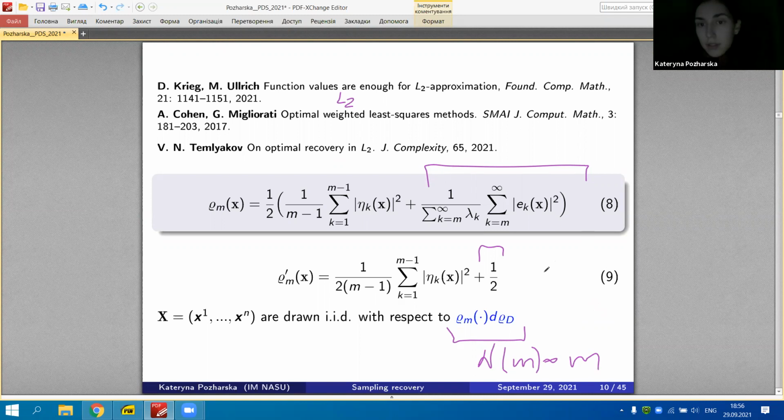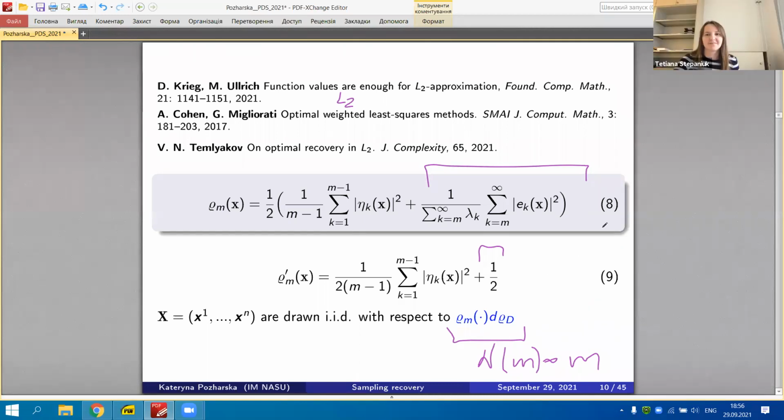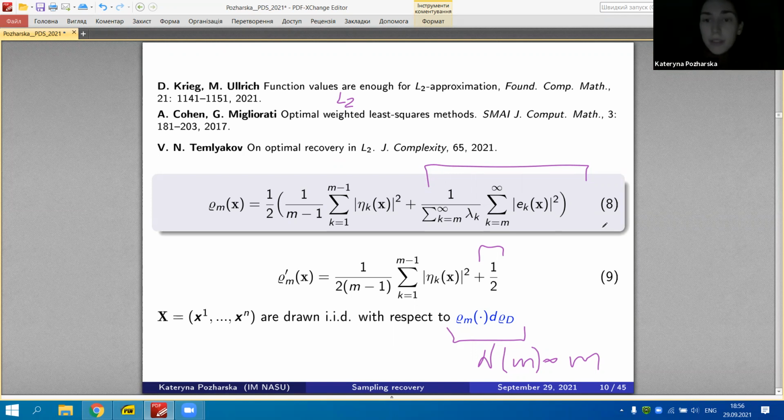Okay. Thank you. And for non-Hilbert spaces, I know of some papers by Jan Ullrich and his team. They used even more complicated forms. Instead of the second term, they use a more complicated form for non-Hilbert spaces. This one is not the most complicated.